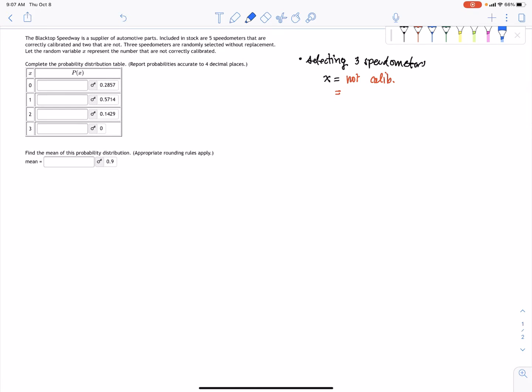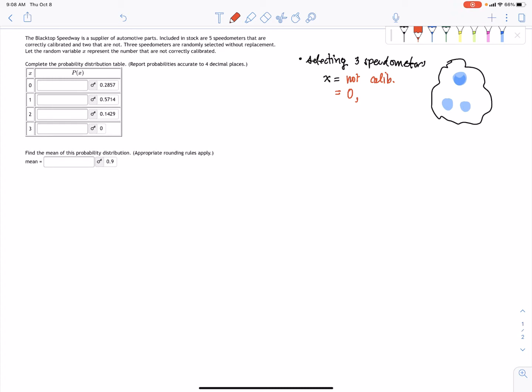So I guess let me draw it. Okay, so here are 3 that I select from the supply of automotive parts, right? And if I select 3, there's a chance when I go into the box and I select 1, 2, and 3, that these 3 all are calibrated, right? That none of them are not calibrated. And therefore, 0 can be not calibrated.